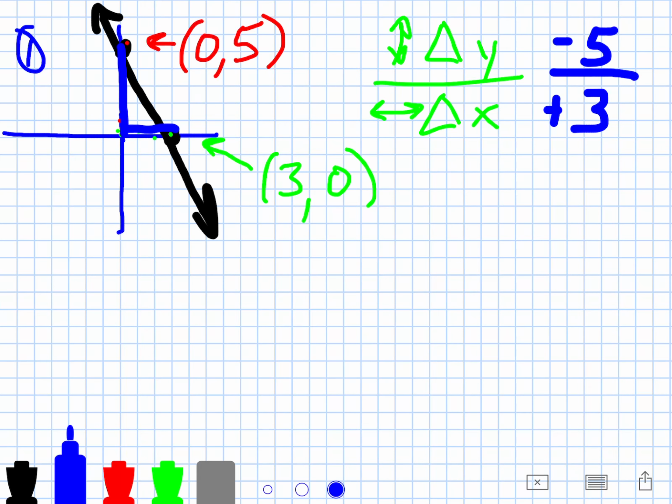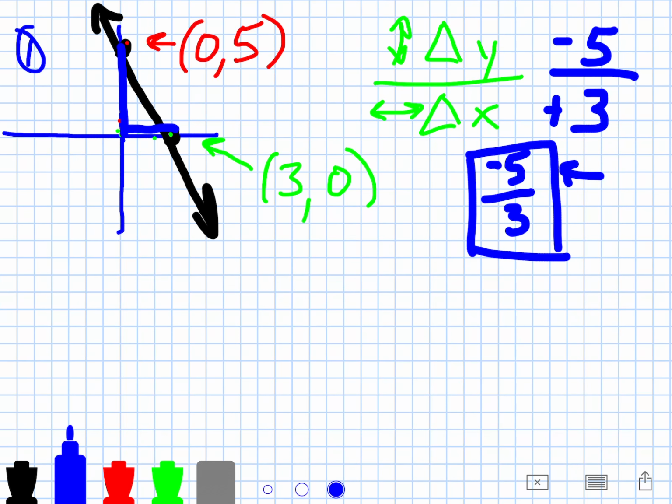So I went down 5 and forward 3. What's my simplified fraction for that? Well, try putting it in a calculator, but you're just going to get -5/3. And that's my slope. It went down 5 and forward 3.